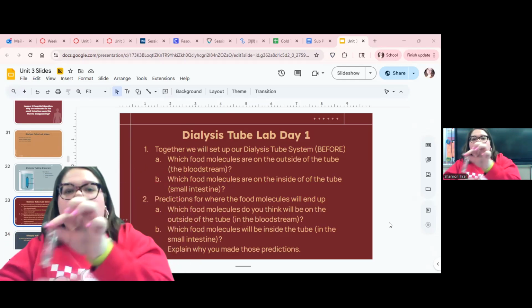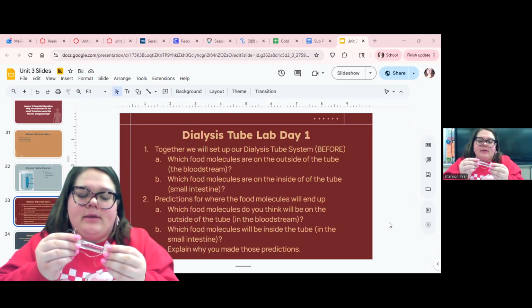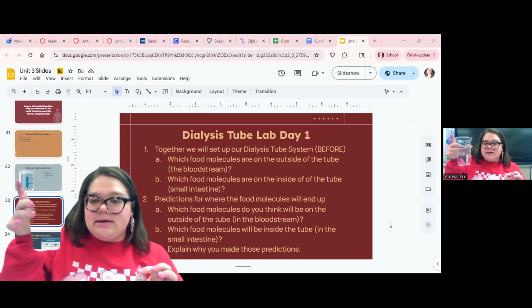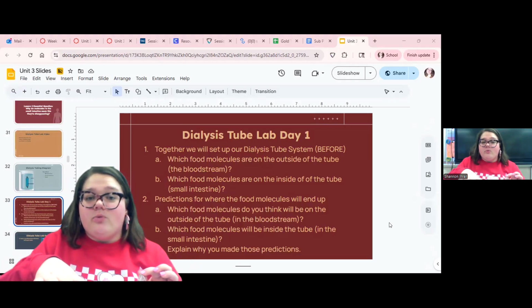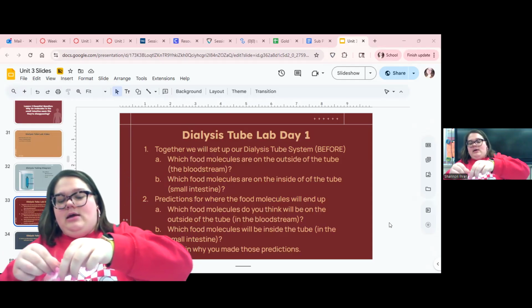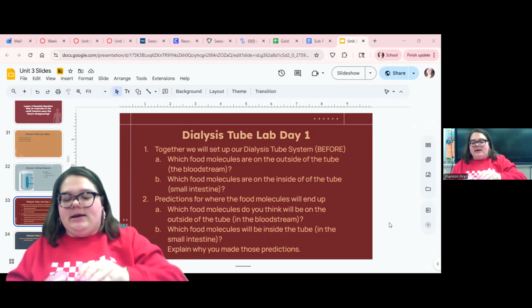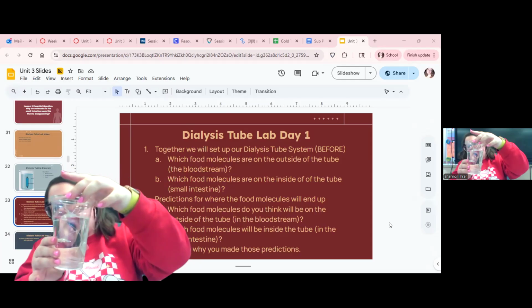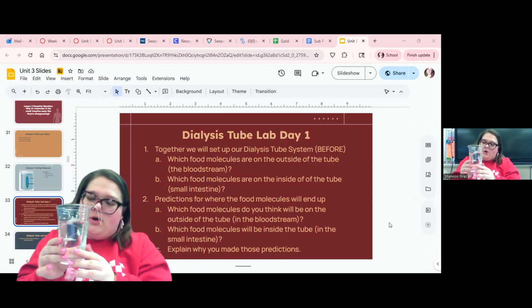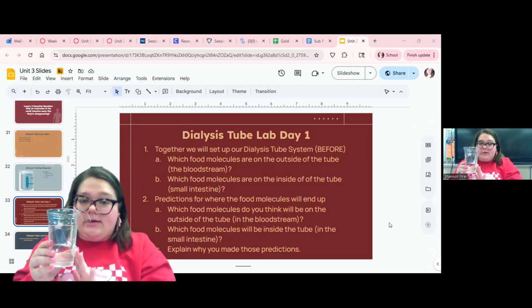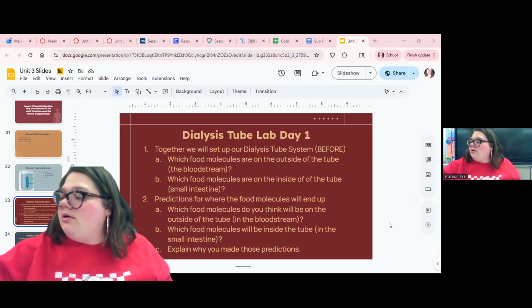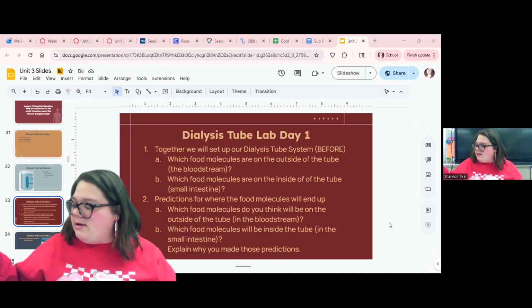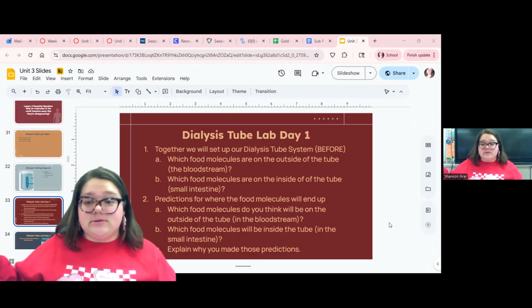So now we have our dialysis tube, and it's filled with the food molecules and water. We are going to place it into just a cup of water, and we would leave it suspended, so we'll tape the sides. It's going to be hanging out inside of the cup, and we're going to leave this to sit overnight. I actually set this up on Friday so we don't have to wait, and I already have the results.